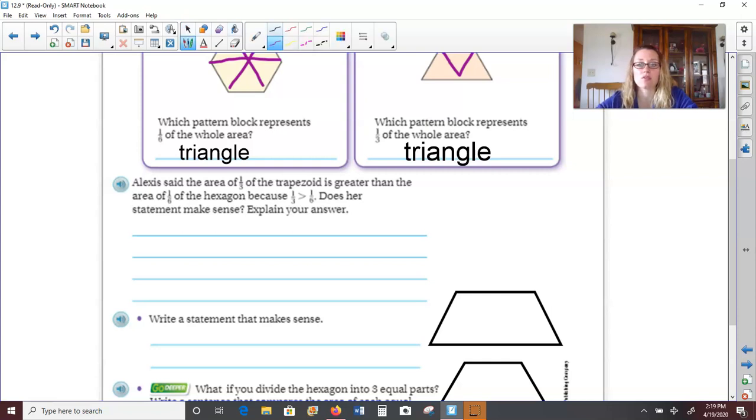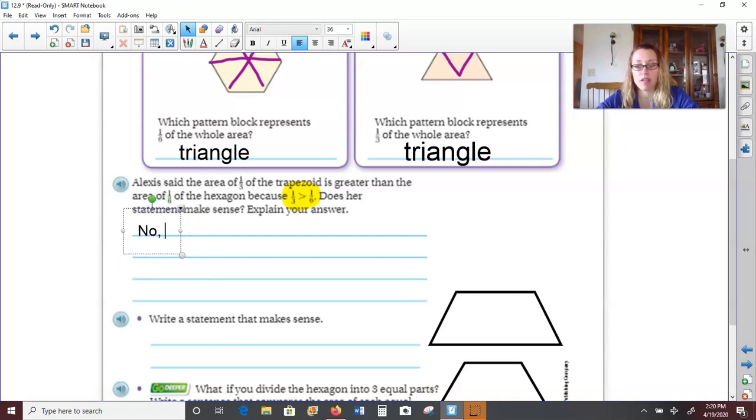Now, it is true to say 1/3 is greater than 1/6. However, if you recall when we learned about fractions, we had to be talking about shapes that were the same size, same shape. Well, the hexagon and the trapezoid we started with were not the same shapes to begin with. They're not the same size. In fact, a hexagon is twice the amount of a trapezoid. So we cannot just compare those 2 fractions alone. We have to understand what shape those fractions are being taken from. So her statement does not make sense.